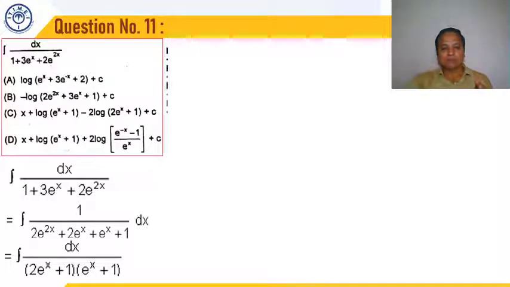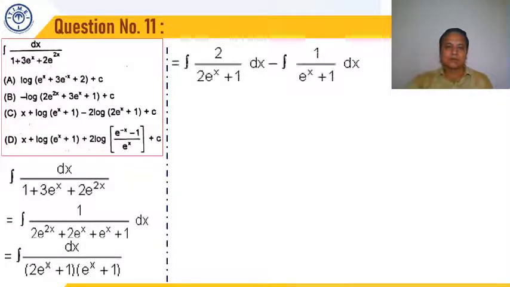Now we have to simplify it further. So we factorize the denominator and write it as a product of two factors. Now we apply partial fractions and split this integration into two different integrals: 2 upon 2 e to the power x plus 1 minus 1 upon e to the power x plus 1. So what do we apply? We apply partial fractions.